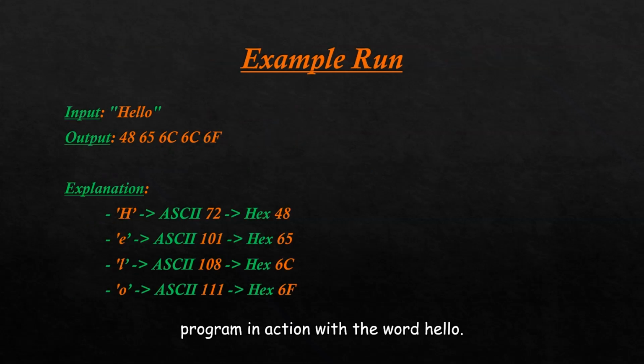Let's see this program in action with the word hello. When we input hello, the output is 48, 65, 6C, 6C, and 6F. Breaking it down, the letter H has an ASCII value of 72, which is 48 in hexadecimal. The letter E corresponds to 101 in ASCII, which becomes 65 in hex. Similarly, L is 108 in ASCII, which is 6C in hex, and O is 111, which translates to 6F in hex. This clear mapping shows how characters are encoded under the hood.